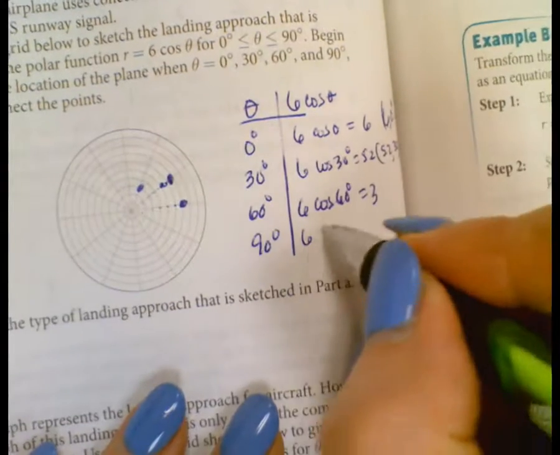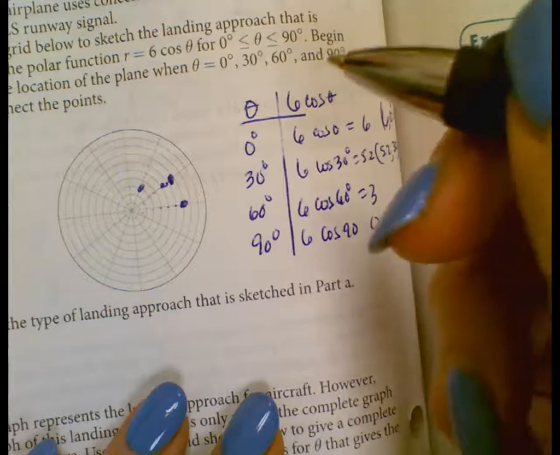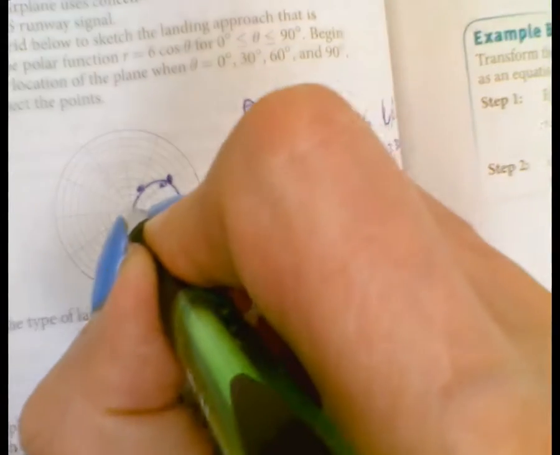And then 90. Cosine of 90 is 0. So 6 times 0 is 0. 90 degrees and 0 is right here. So it kind of looks like this.